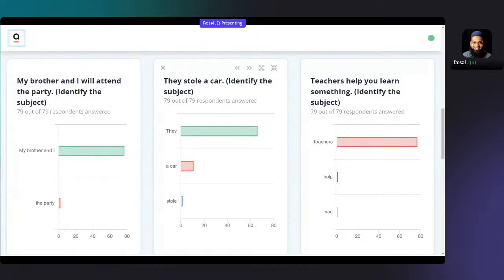They stole a car. Who are we talking about? They. So the subject is they. Not a car. We're not talking about stole. Teachers help you learn something. Identify the subject. Who are we talking about? Teachers. So that's your subject. Help is not your subject. You is not your subject. No, that's not right.